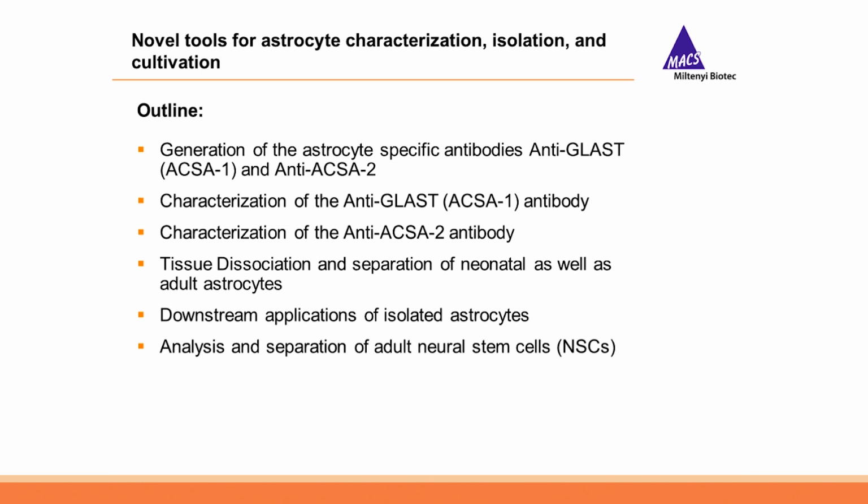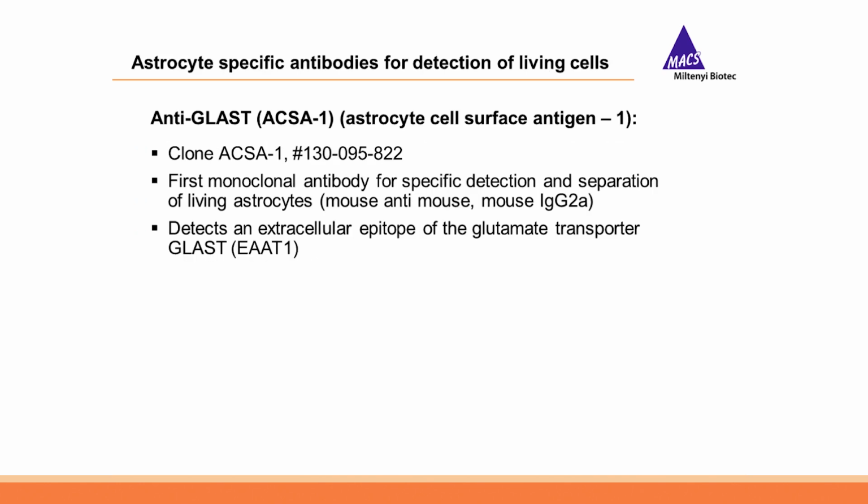We will first show you how the antibodies were generated and then go into the details of the characterization of both antibodies. Afterwards, we will introduce different workflows, including tissue dissociation and separation of neonatal and adult astrocytes, and then talk about some downstream applications of isolated astrocytes. In addition, we will introduce you to the analysis and separation of adult neural stem cells, which is a rare type of cell that shows astrocyte characteristics.